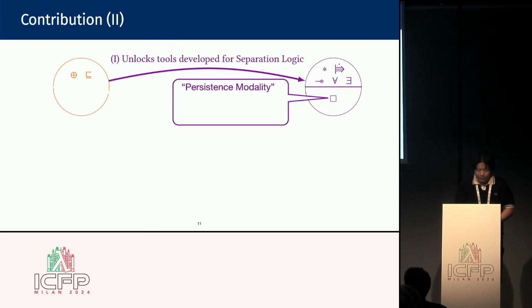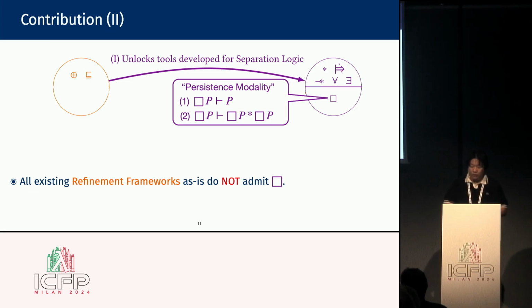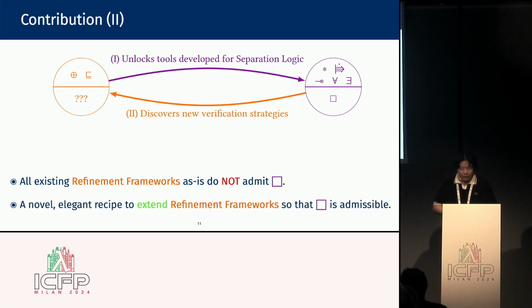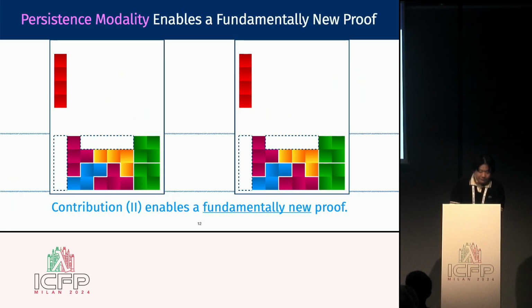It turns out we can do that except for this rectangular symbol called persistence modality. If a proposition P is wrapped with this persistence modality, it means that P holds, and additionally means that the proposition is duplicable. Now, the problem is that all existing refinement frameworks as is do not admit this persistence modality. However, I'm going to propose a novel elegant extension that can be applied to refinement frameworks in general, which makes persistence modality admissible. And this gives us a fundamentally new verification strategy.